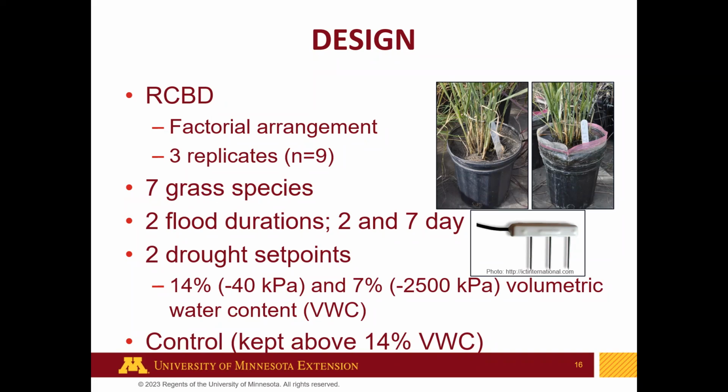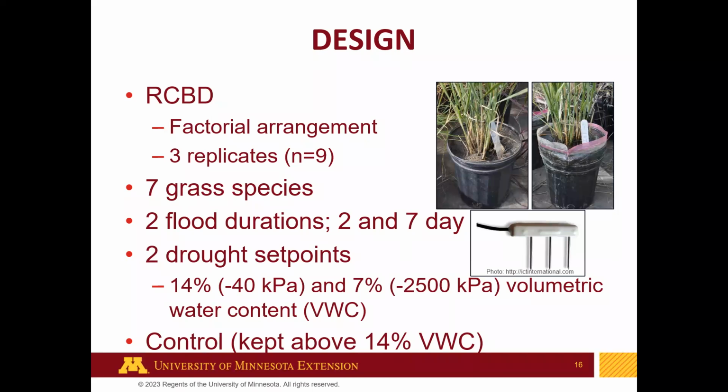And we had 2 drought set points, 14% and 7% volumetric water content. Using the soil mix, we did go ahead and create a water retention graph. So our 14% treatment was roughly about minus 40 kilopascal or about 0.4 bar, and our 7% was 2,500 kilopascal or about 25 bar.